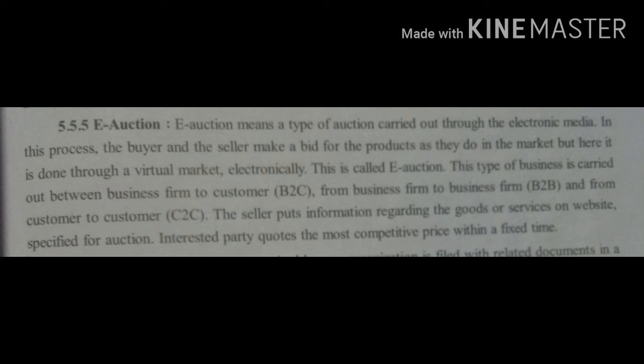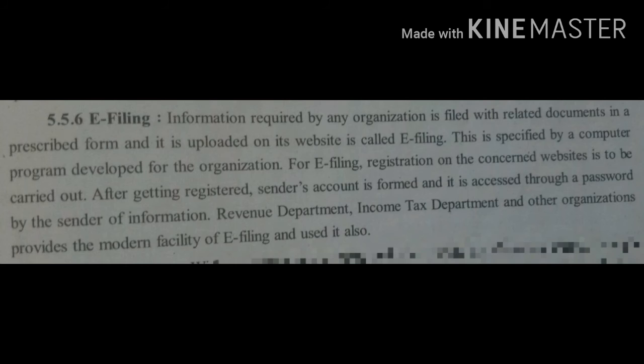The seller puts information regarding the goods or services on a website specified for auction. Interested parties quote the most competitive price within the fixed period of time. The final decision will be of the seller, which is mentioned most of the time on the website.